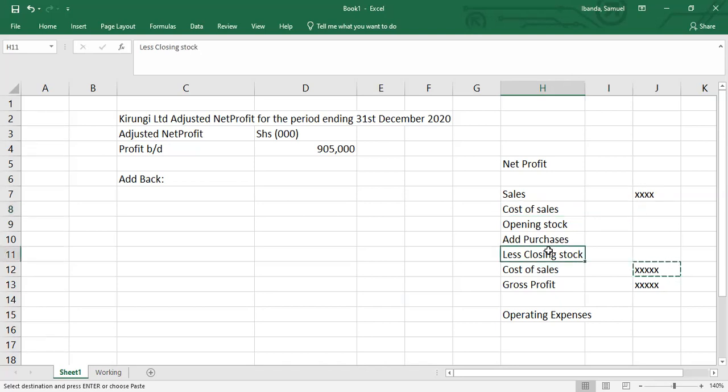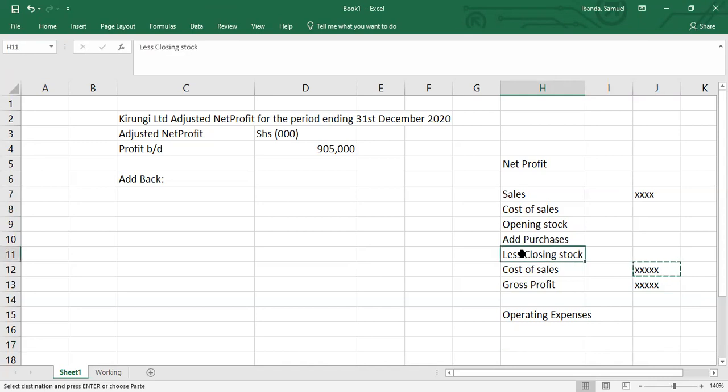I repeat, closing stock, how it affects profit. When you have a higher closing stock, it means you have a lower cost of sales, because cost of sales is opening stock, add purchases, less closing stock. So if you're lessing something that is higher, you get a lower cost of sales. And the lower cost of sales subtracted from your sales will definitely give you a better gross profit, which would also finally give you a higher net profit.